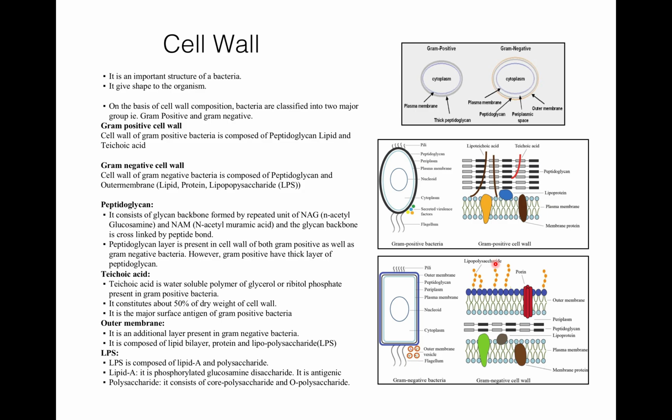So this is about cell wall of gram positive and gram negative bacteria. Here you can also see this is gram positive, where you can see after the plasma membrane there is a thick peptidoglycan layer present. And in gram negative bacteria, peptidoglycan is very thin and it is present between plasma membrane and the outer membrane in periplasmic space. Periplasmic space is present between the plasma membrane and the outer membrane.